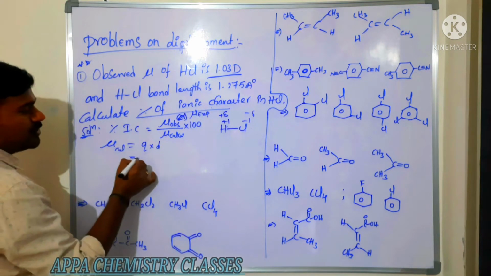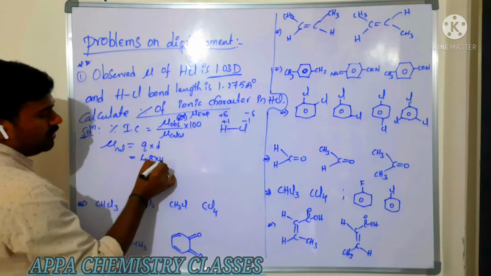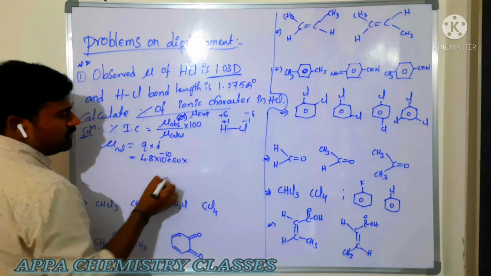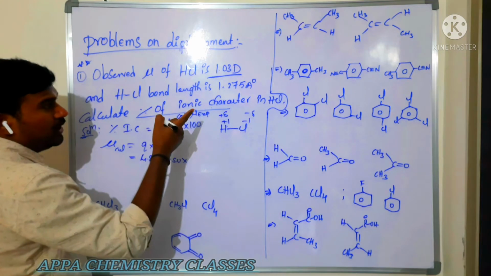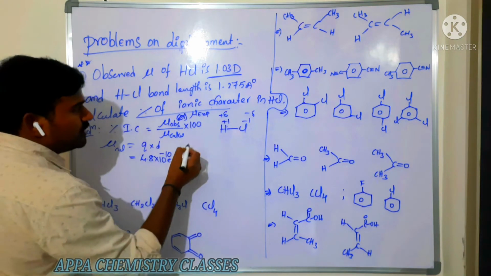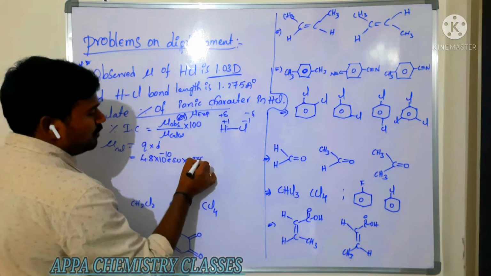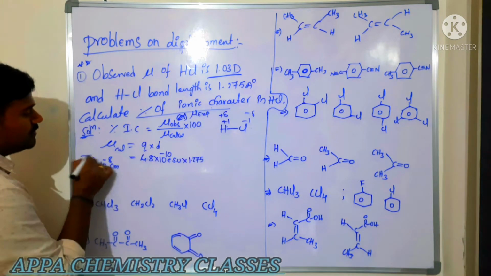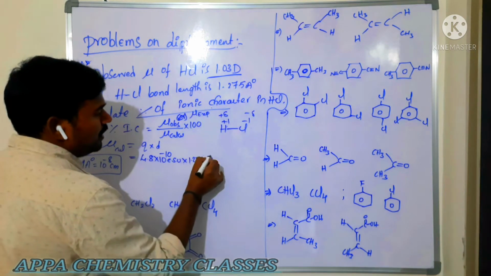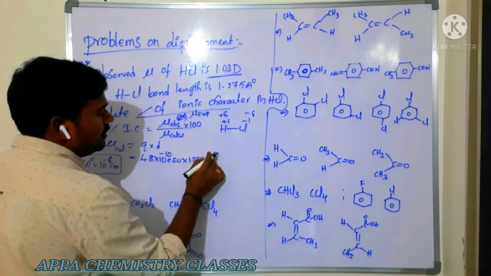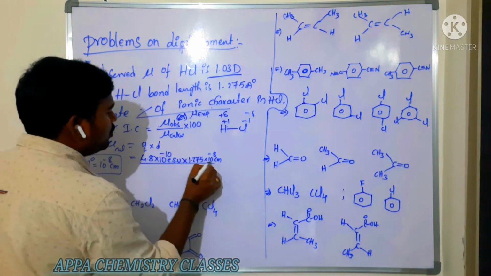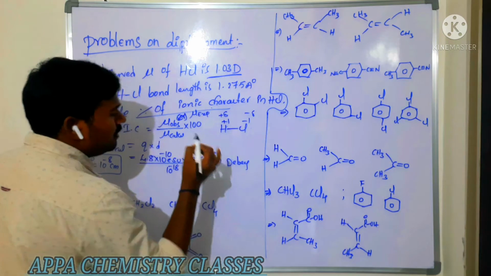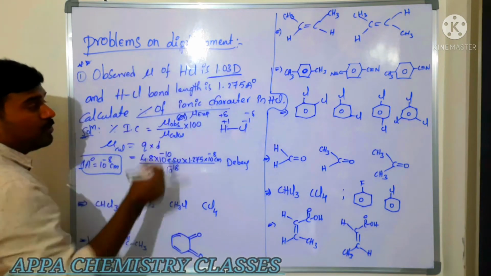One electron charge is how much? I told you, 4.8 into 10 power minus 10 ESU, electrostatic units, into distance, which should be in centimeters. So that is 1.275, and 1 angstrom is equal to 10 power minus 8 centimeters. So you multiply with 10 power minus 8 centimeters, and it should be divided by 10 power minus 18. Then we are going to get debye. Is that clear?